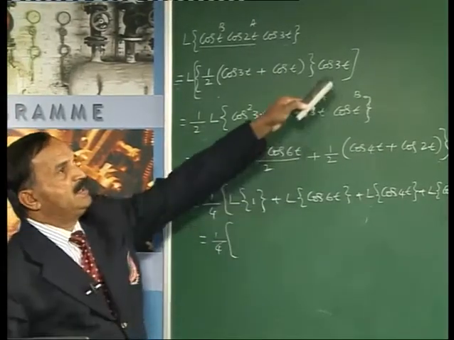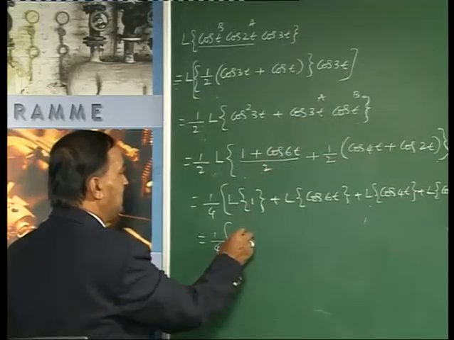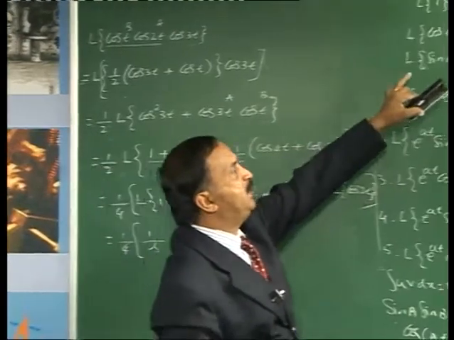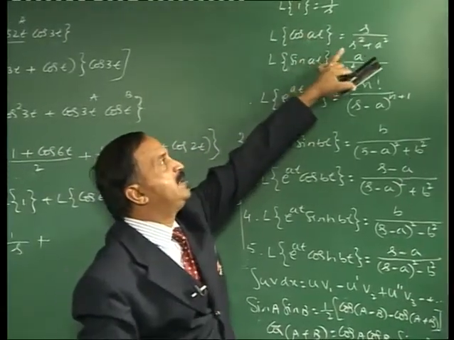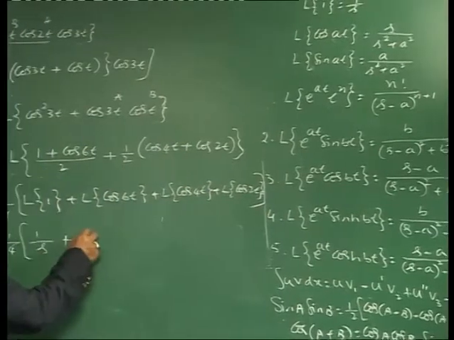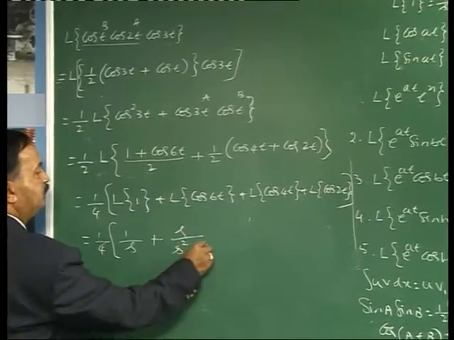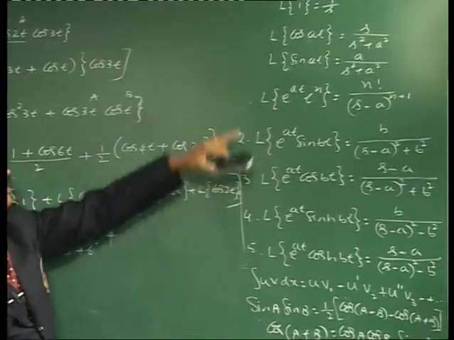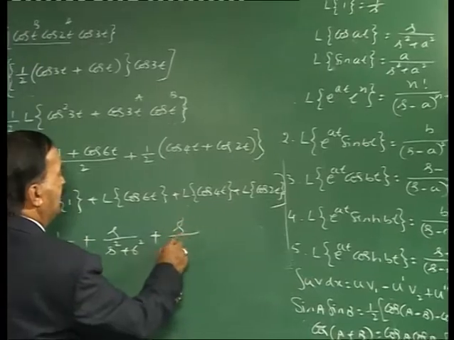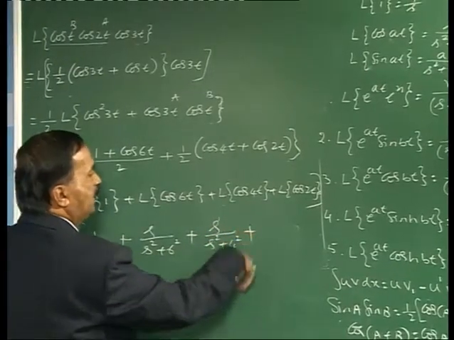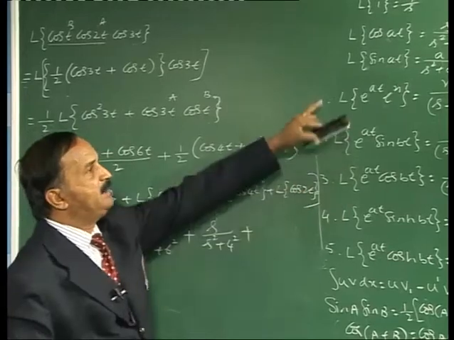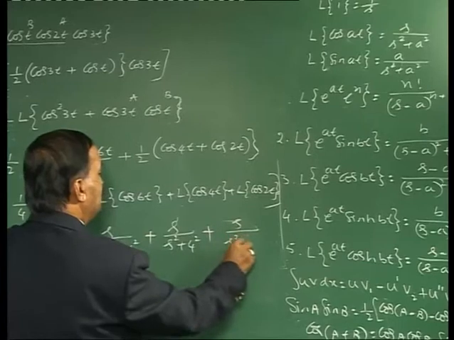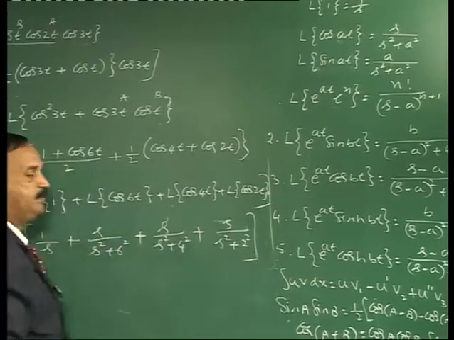so we know L of 1 is 1 by s, by using that formula, 1 by s plus L of cos 6t, put a is equal to 6 in this formula here, then that becomes s by s square plus 6 square, plus L of cos 4t, again use the same formula, put a is equal to 4, so you will get here s by s square plus 4 square, plus, once again use the same formula here, put a is equal to 2, you will get s by s square plus 2 square. This is the answer.